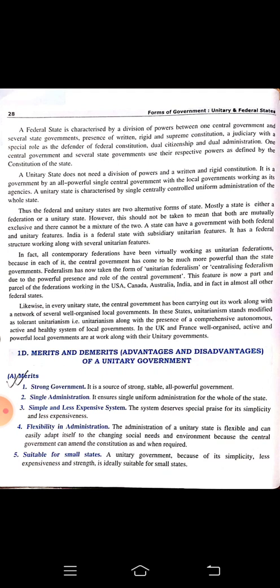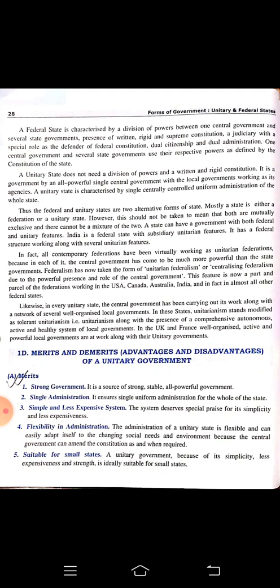Danger of inefficiency: if somebody behaves in an irresponsible way, or because only one government is there, there will be a huge amount of work and they will be overburdened. If they are overburdened, there can be inefficiency; people can ignore and delay their work. It ignores local needs, because somebody sitting in Delhi cannot understand what the need of the people in West Bengal is. So it ignores the local needs.